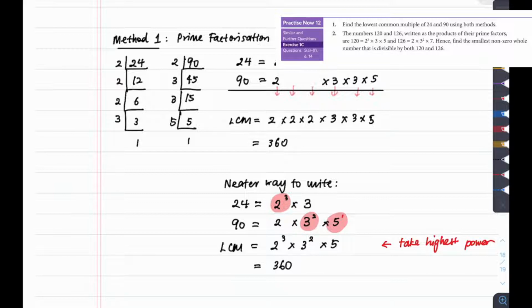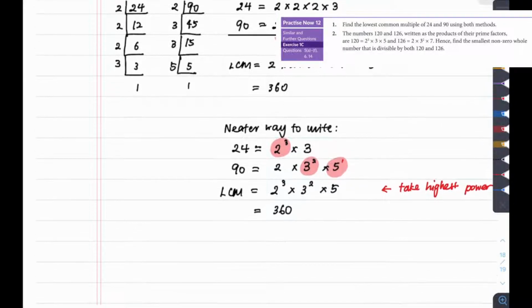Okay, so this is method 1. For method 2, it's the same question, but we will look at the ladder method. Right, so let's look at the ladder method. We have 24 and 90 earlier, and we can just put them in one ladder. And let us divide by common factors.